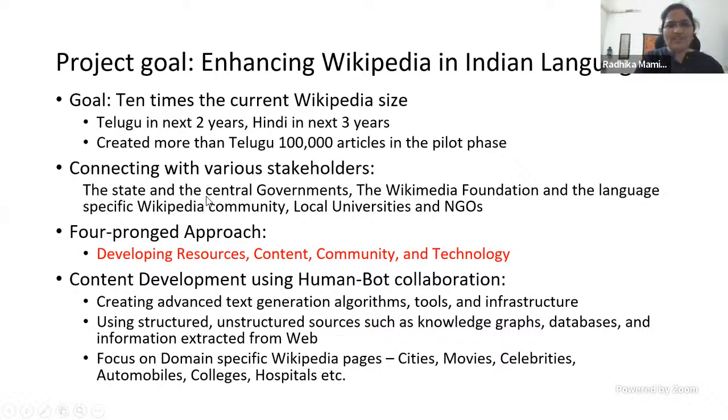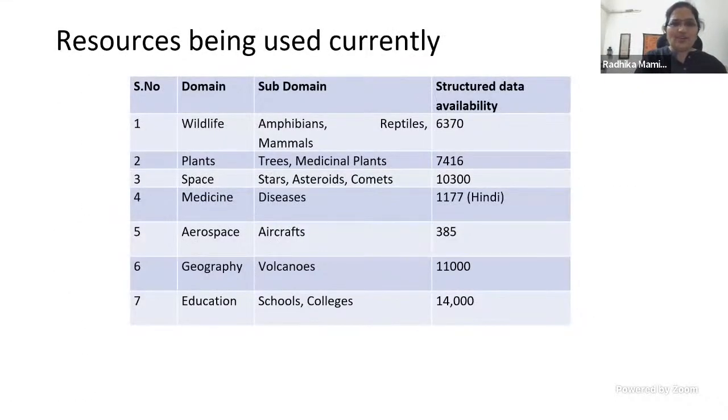Then we have discussions with the state government and central government, because India is a very vast country, and the local government is where we are trying to connect to spread our network. Basically, we are looking at development in these four areas. Community is both technical and non-technical people. Content development, we are trying to do using technology, and manually, say from scratch. For developing any of these things, we are relying on what we call human-bot collaboration. I'll show you the architecture in a bit.